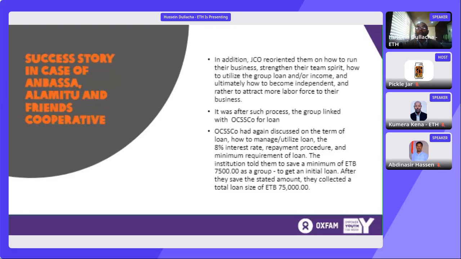And the Job Creation Office not only provides the license, they continue advising them on how to run their business, strengthen their team spirit, and how to use group loan. It is a group loan, it is not an individual loan. At the same time, what they collect at the end is a group income. So they have to reorient them and rework with the group on these and others, and ultimately on how to become independent.